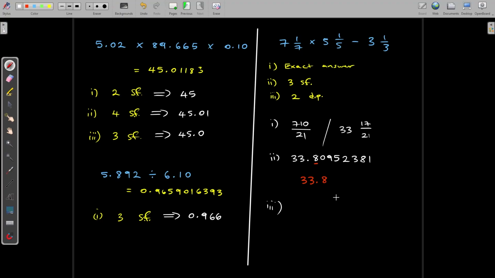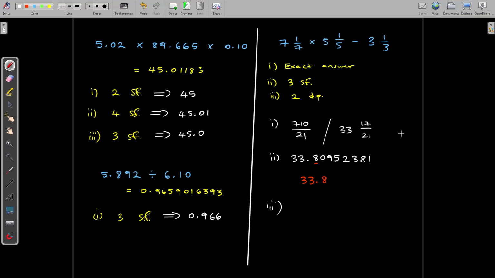Lastly, Sir, in CSEC, are they going to have a section for significant figures? So the question would come something like this. So you get the fraction, then they would ask you to probably leave it in the exact form, 3 significant figures, 2 decimal places, and so on. Write it out as a standard form or something like that. Okay.